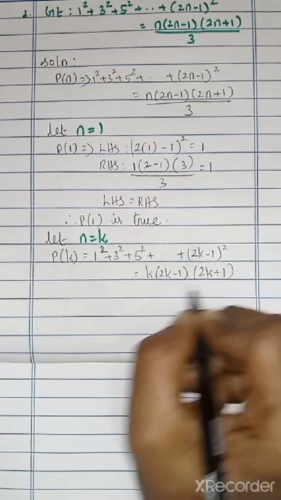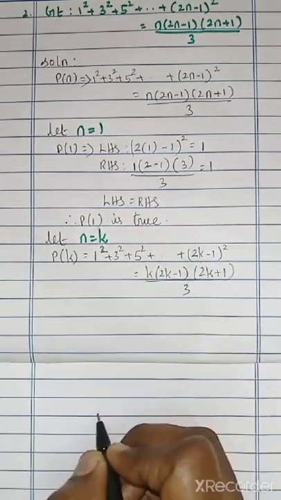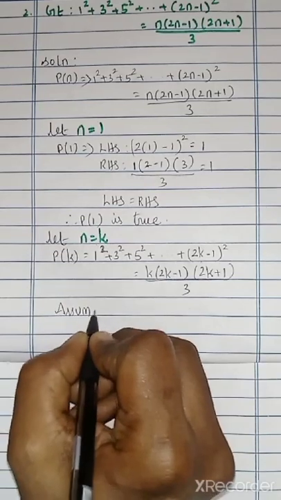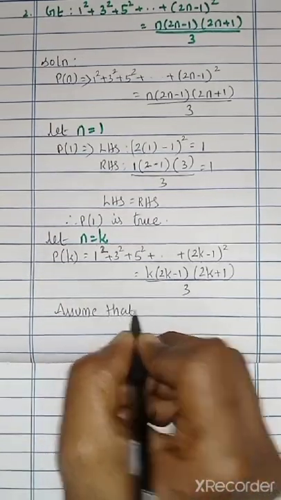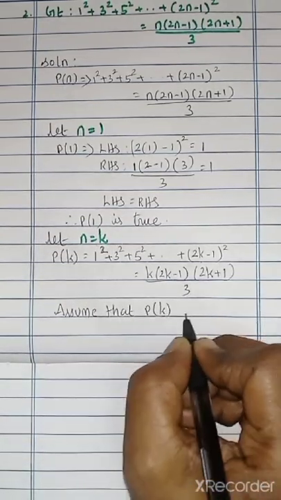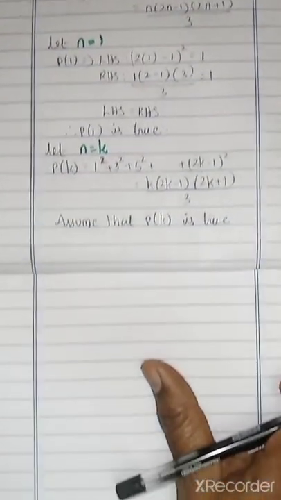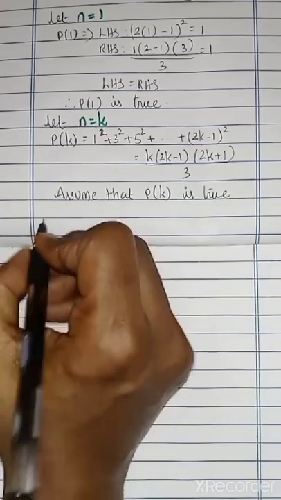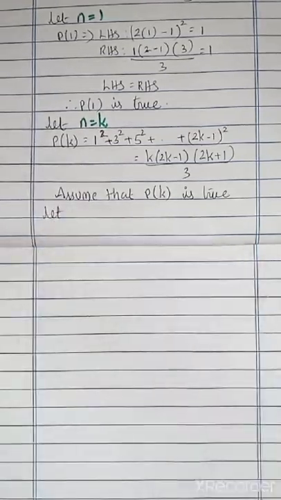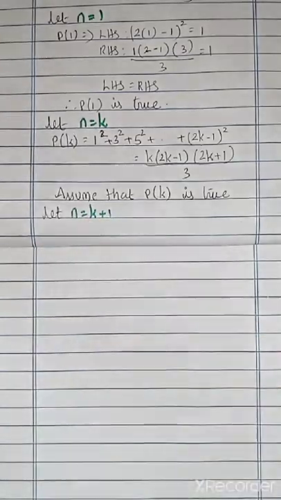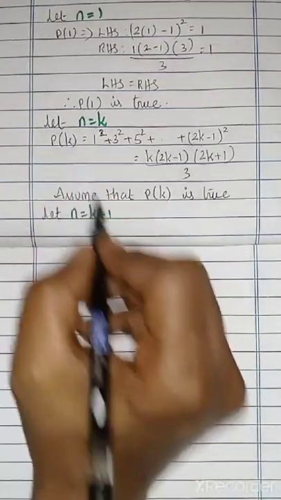2k plus 1 the whole divided by 3. Assume that P of k is true. We are going to assume that P of k is true. And what is the next step? Let n equal k plus 1. Correct? So instead of k, what we have to substitute?